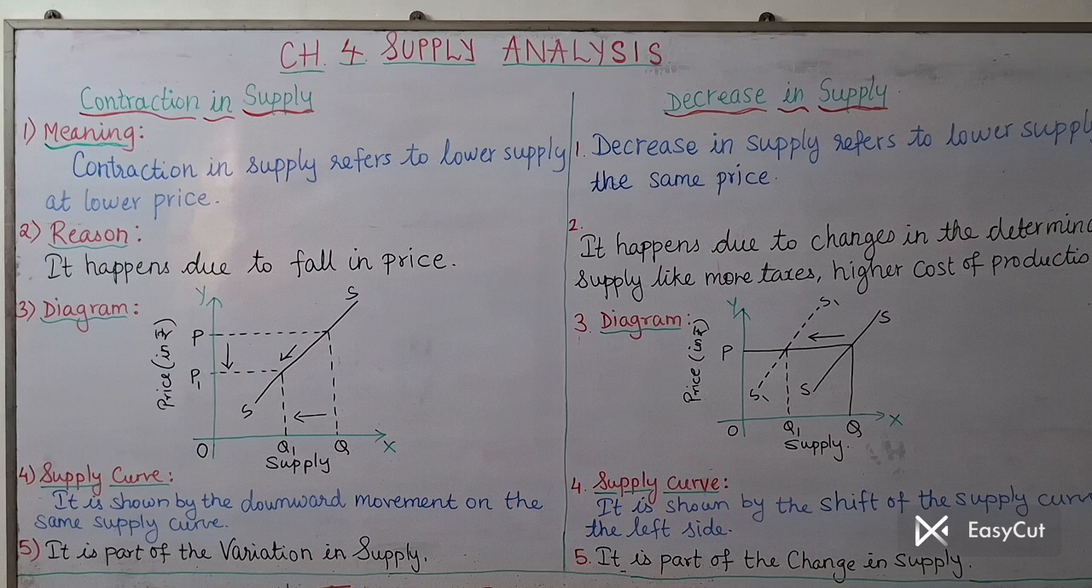Then the last point, point number 5. Contraction in supply is part of variation in supply, whereas decrease in supply is part of the change in supply. You have already studied it in the chapter. So with this, the distinction is over. For the details of variation in supply and changes in supply, do watch the other lectures which are already uploaded on the channel.